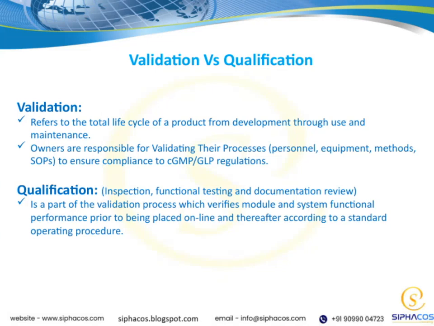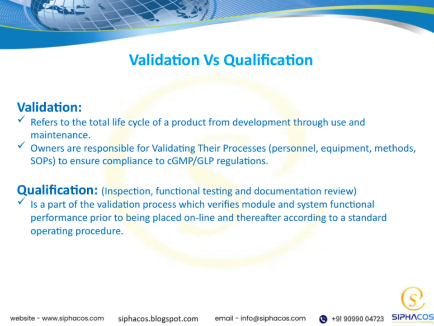When we talk about validation, we're referring to the entire life cycle of a product, from the initial development stages all the way through use and ongoing maintenance. It's a comprehensive process that ensures every aspect of the product's life is monitored and controlled. Owners of the process are responsible for validating their processes, which includes personnel, equipment, methods, and standard operating procedures. The goal here is to make sure everything stays compliant with CGMP and GLP regulations, so that quality and safety are maintained throughout.